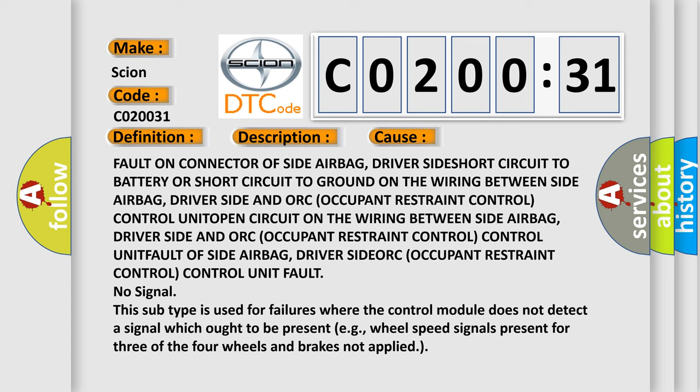No signal: this subtype is used for failures where the control module does not detect a signal which ought to be present, e.g., wheel speed signals present for 3 of the 4 wheels and brakes not applied.